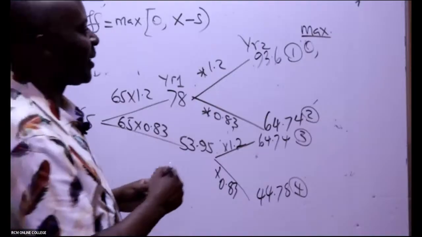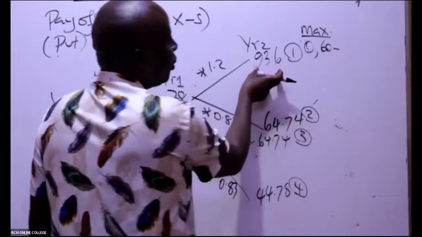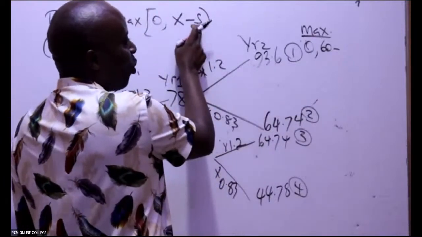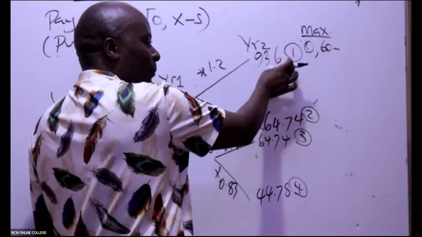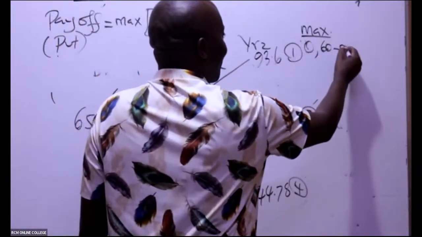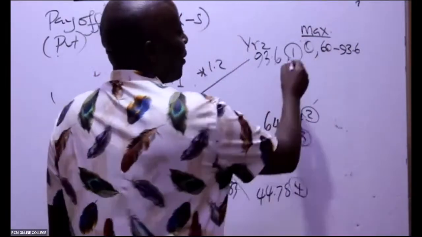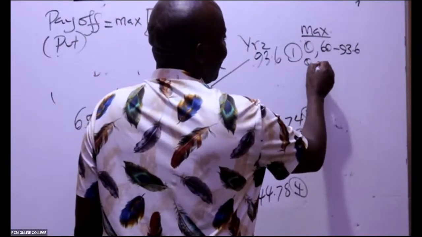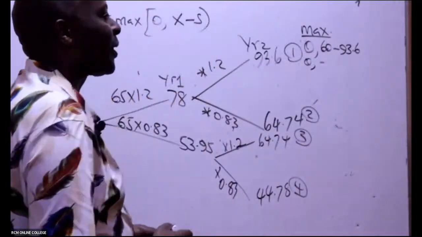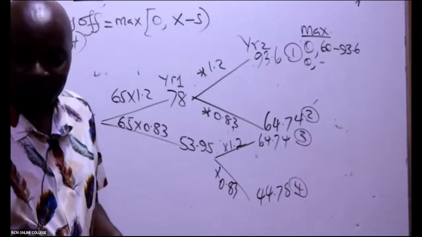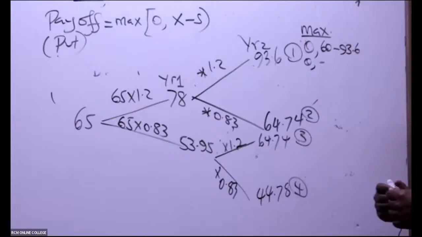60. So you take 60 minus the current spot price. This is the current stock, as per node 1. The current stock is 93.6. So can somebody give me this difference? This will be 60 minus 93.6, which gives me what figure? It will be minus something, isn't it?